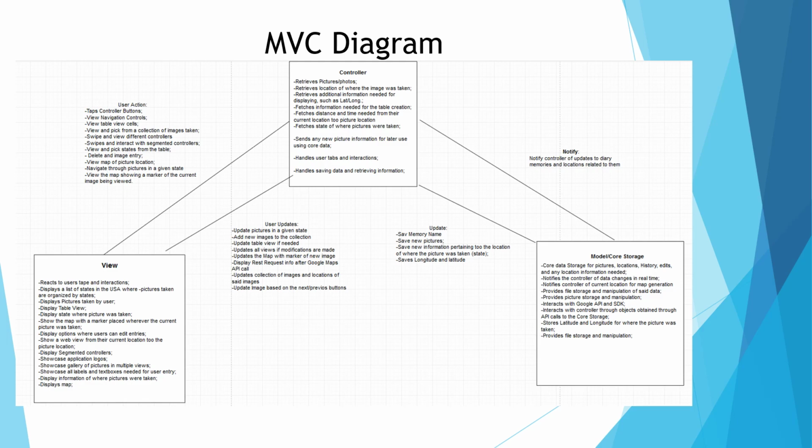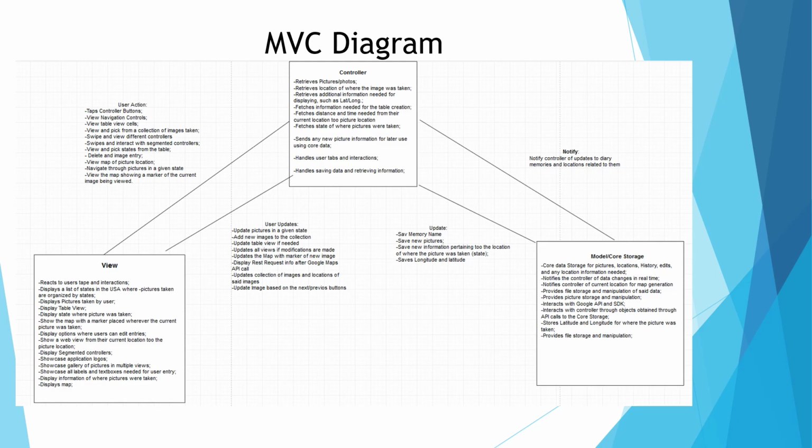And the view just updates the controller, and it tells the controller whenever the user is trying to add something new and when to update the model. Because the view never talks to the model directly, the controller is the one that updates the model or fetches or notifies the model when there are changes made by the user in the view. And then some of the user actions they can do from the view are tap buttons, use navigation controls, view data table cells, view and pick a collection of images taken, swipe and view different controllers, delete entries, add entries, and just about anything that the app would allow.